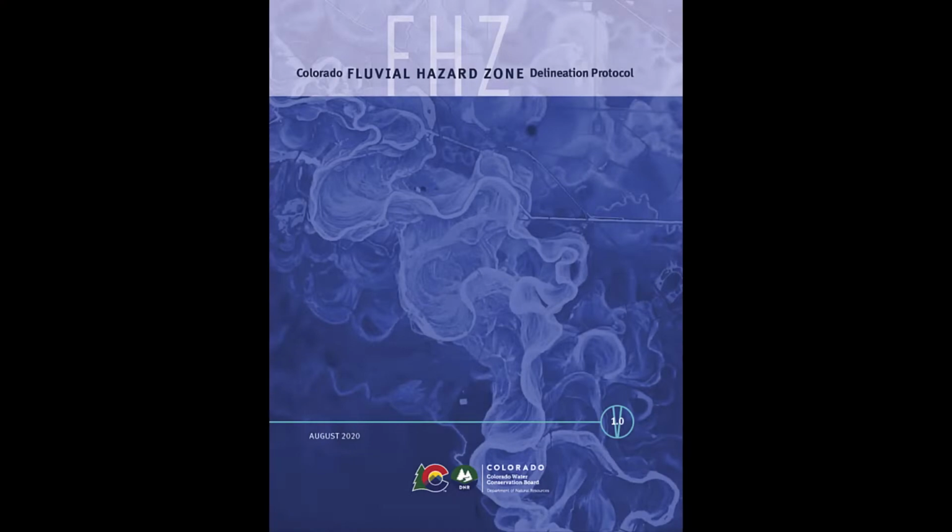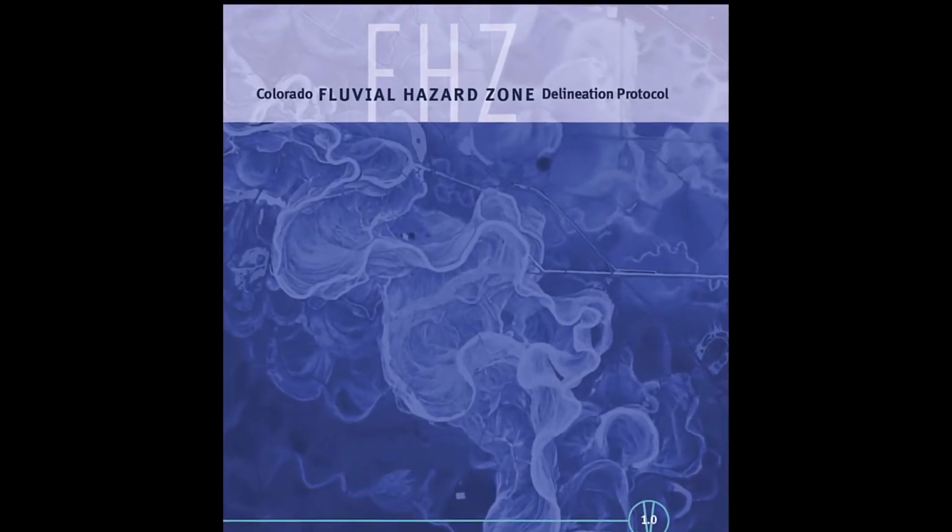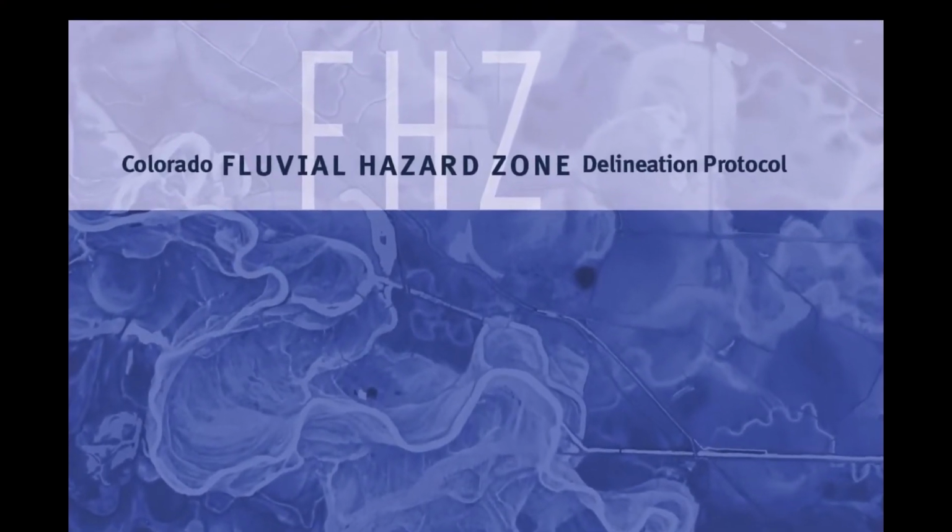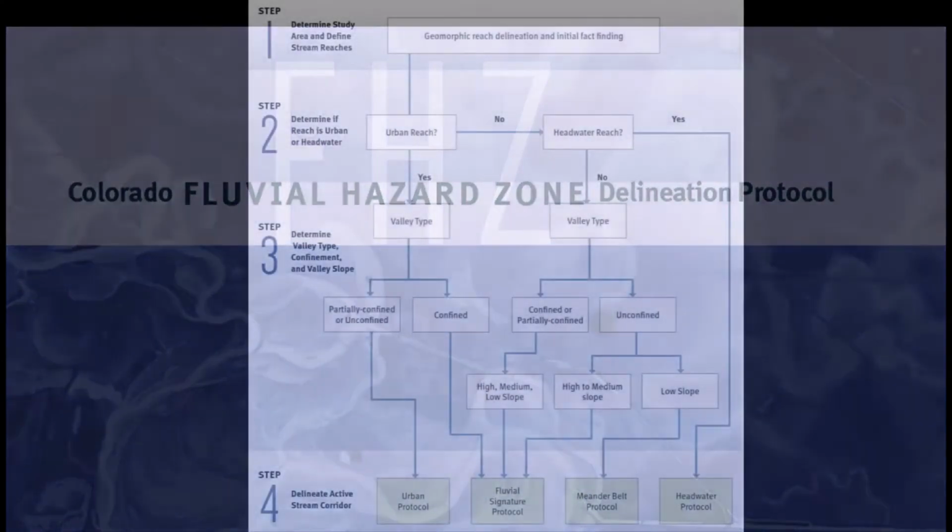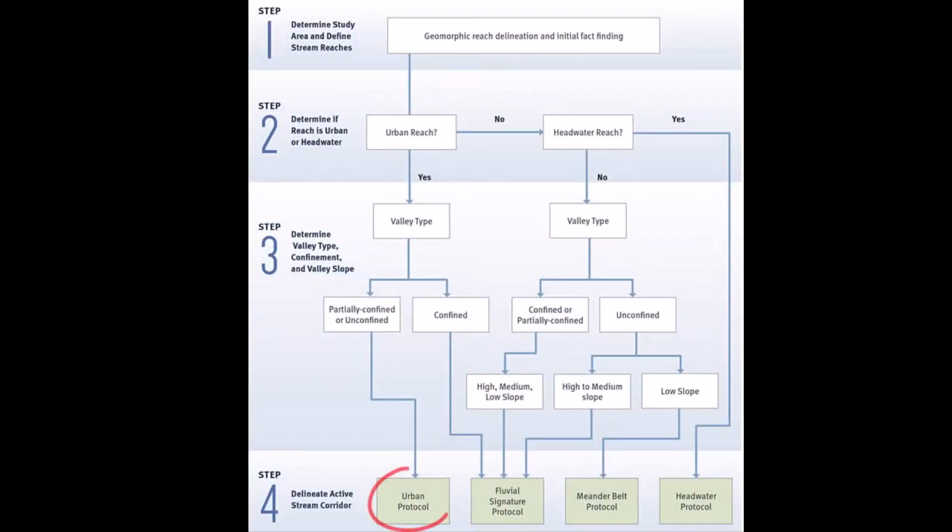Depending on the stream you are studying, the active stream corridor may be delineated by different mapping and data synthesis techniques. For the Colorado Water Conservation Board's Fluvial Hazard Zone Mapping Protocol, on which this video is focused, there are 4 methods described for delineating the active stream corridor.